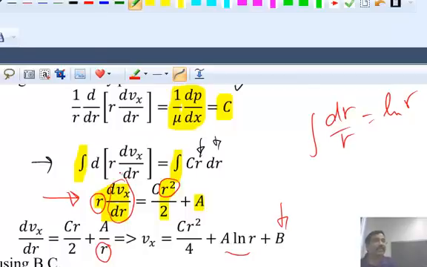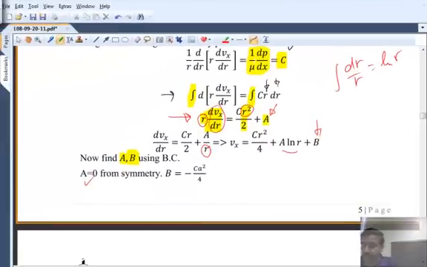By symmetry, it is 0. That's one of the boundary conditions, right? At r equal to 0, the velocity gradient is 0. So what should A be? 0. Okay, so that boundary condition at the center allows you to determine what A is, and so A is 0 from symmetry. And then the remaining boundary condition you put in here.